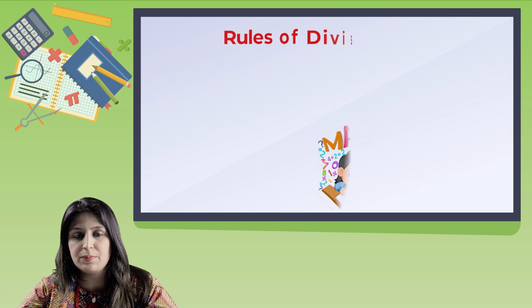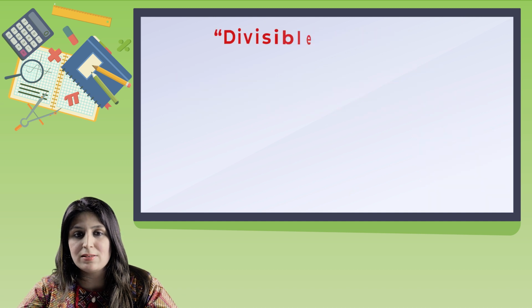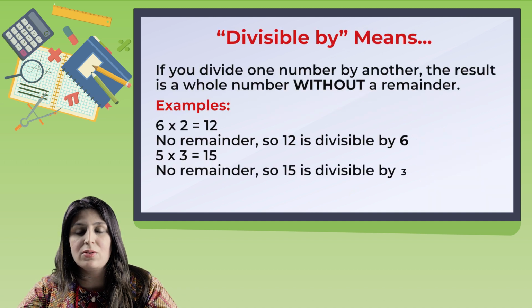Rules of divisibility. A divisibility rule is a shorthand way of determining whether a given integer is divisible by a fixed divisor without performing the division, usually by examining its digits. Divisible by means if you divide one number by another, the result is a whole number without a remainder. For example, 6 multiplied by 2 is equal to 12. It means there is no remainder. So 12 is divisible by 6. 5 multiplied by 3 is equal to 15. No remainder. So 15 is divisible by 3.